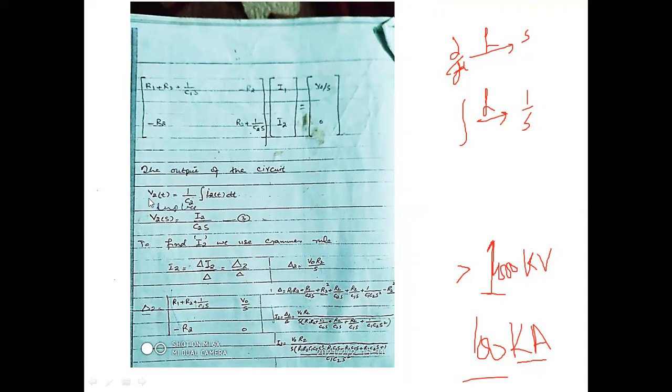Now we have to find V2, the voltage drop across the capacitor, which is equal to 1 over C2 integral of I2 dt, and the Laplace form of this is V2(s) equal to I2 over C2 S. So now we will use Cramer's rule and find delta 2 over delta. All of this we will do in the next portion of this lecture. Okay, so that was up till the equations and Laplace transformation and the introduction of the impulse generator and the causes for the impulse. Okay, thank you.